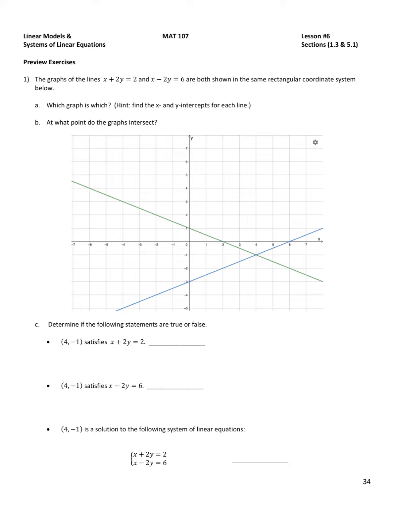These are the preview exercises for College Algebra Lesson 6, Linear Models and Systems of Linear Equations. So the graphs of two lines are shown in the same rectangular coordinate system below. One of them is x plus 2y equals 2, and the other one is x minus 2y equals 6. Which graph is which? A hint would be to find x and y intercepts.